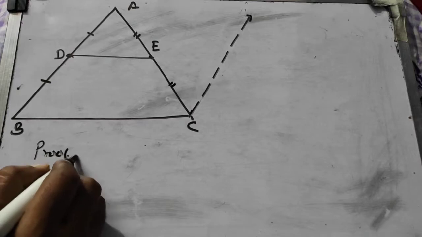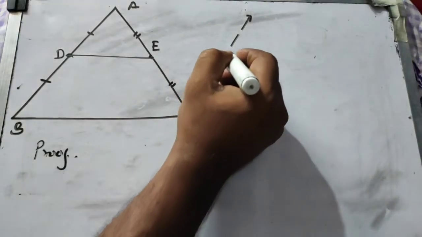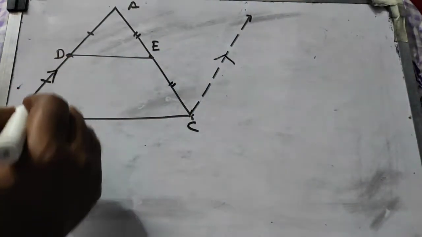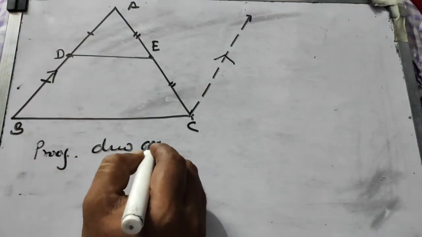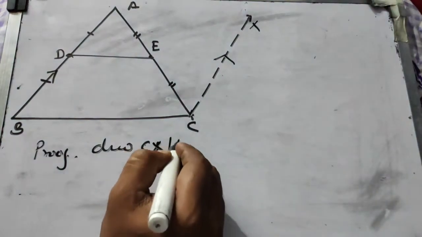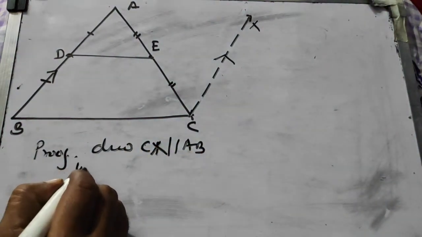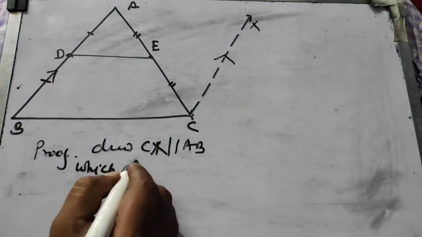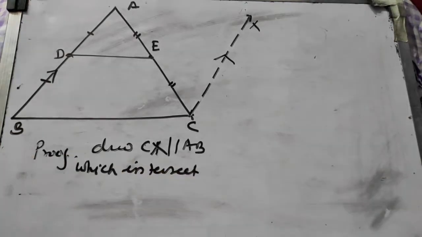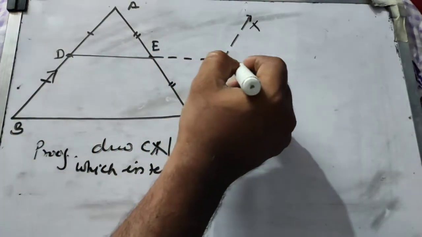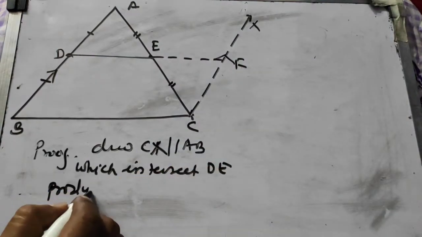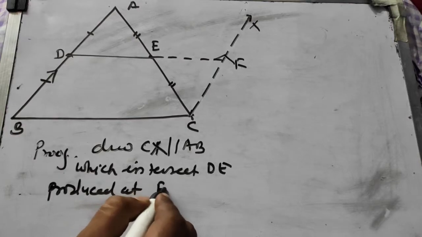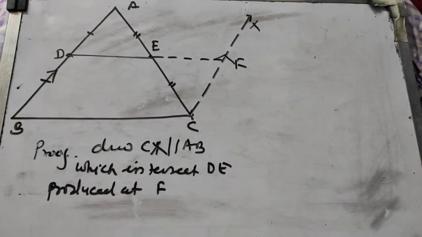So we'll do a construction. What we'll do? From C we'll draw a straight line which is parallel to AB. So you will write: draw CX, consider it is CX parallel to AB, which intersects DE produced at F. And now let us start with our proof.